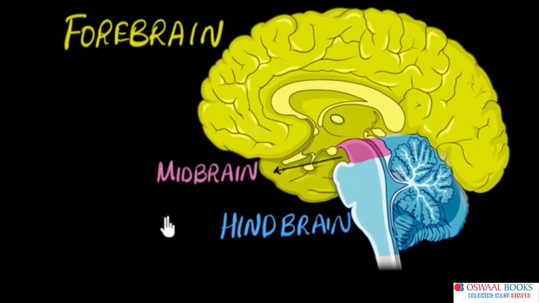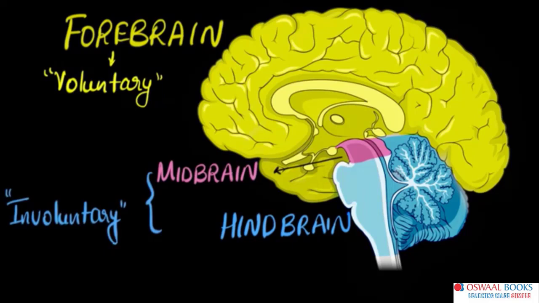Before we get into the details, to get a broad sense of what these parts do, we can think that the forebrain is responsible for all the voluntary functions, and the midbrain and the hindbrain together are responsible for all the involuntary functions. So when I say voluntary, think about all the actions that you carry out consciously by thinking about them, like to take a walk, or maybe to talk to someone, or decide to watch this video about brains. So all of that is from your forebrain.